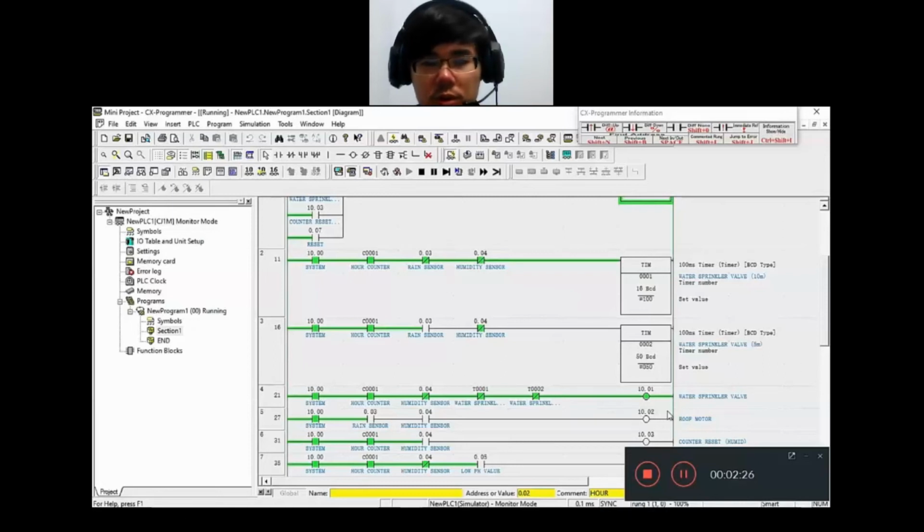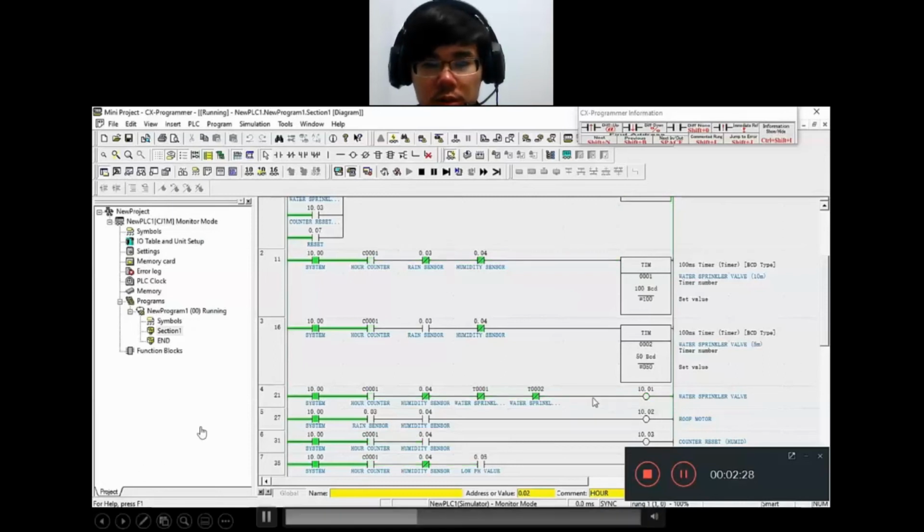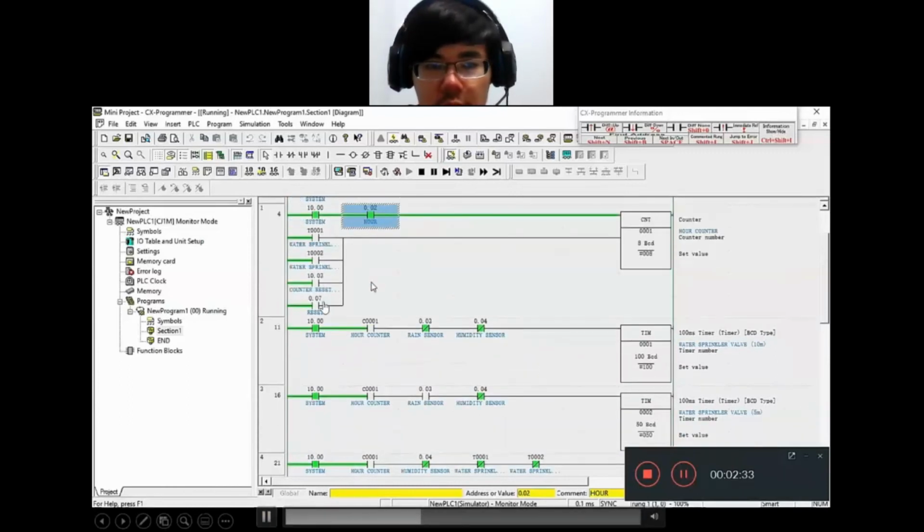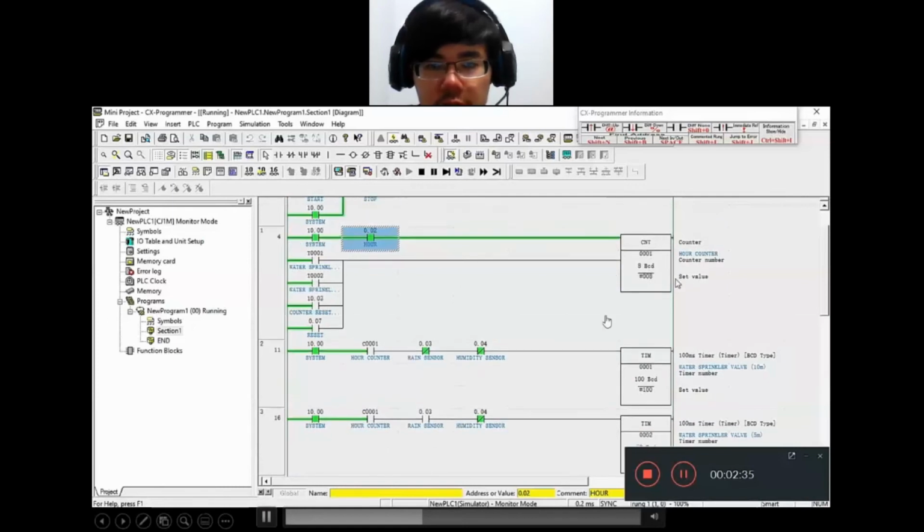So right after the 100 count, the timer here will break the connection. Here it breaks the timer connection, and the water sprinkler will stop and the counter will reset.